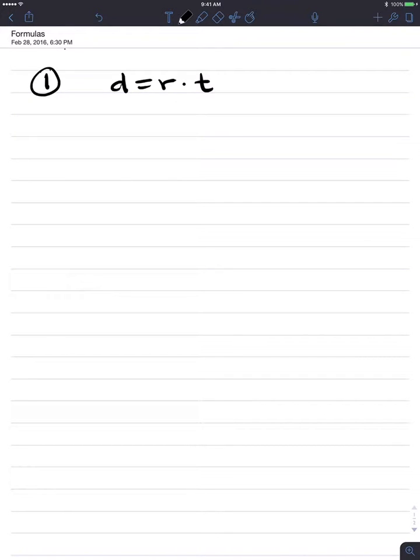This is the formula solution set. So our first question here is distance equals rate times time. This is a distance formula.